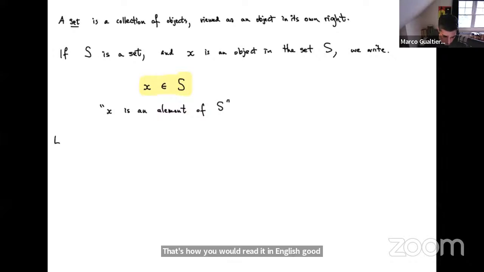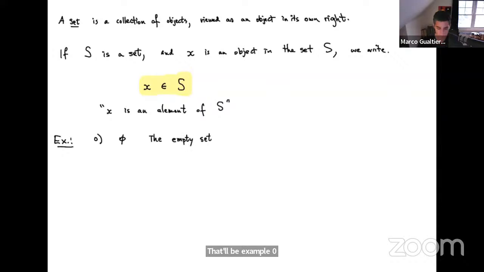Okay, so let's give some examples of this concept. The simplest kind of set that you could possibly have is one that has no objects in it at all. It's called the empty set. That'll be example 0. It doesn't have anything in it.